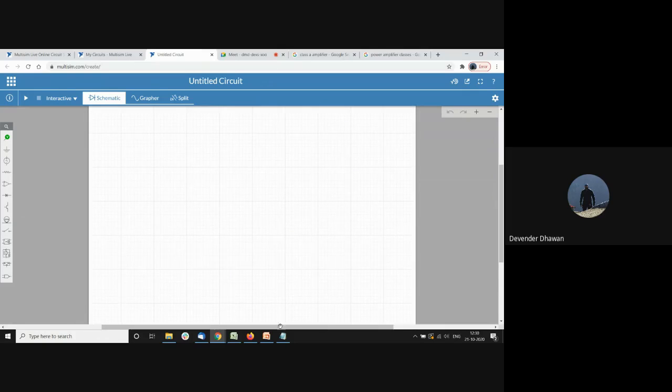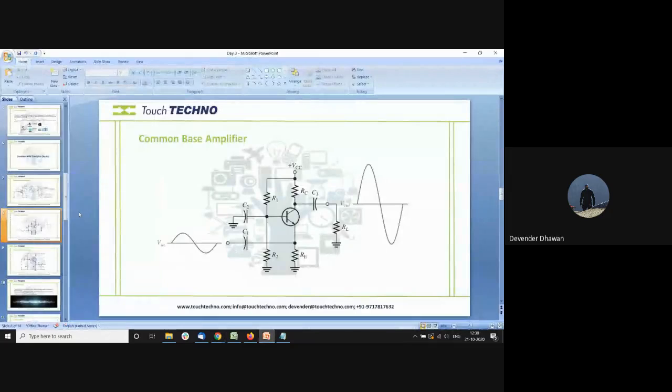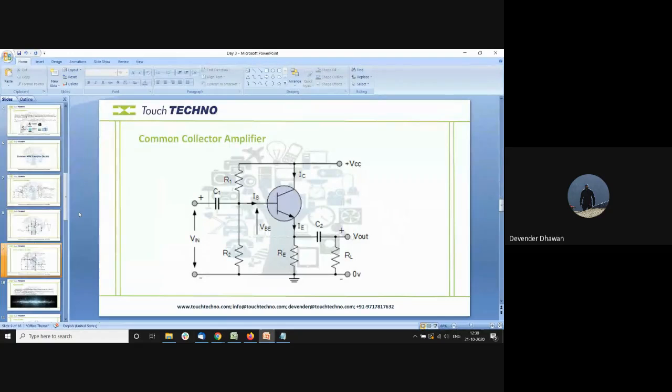Common collector circuit would look something like this. There we have again our NPN transistor. The one difference that I can notice is that in common emitter we were taking output from here, but in this case we are taking it from here through this capacitor. So this is one difference from common emitter.